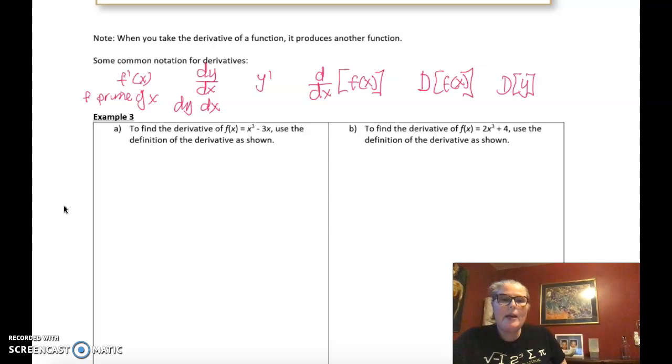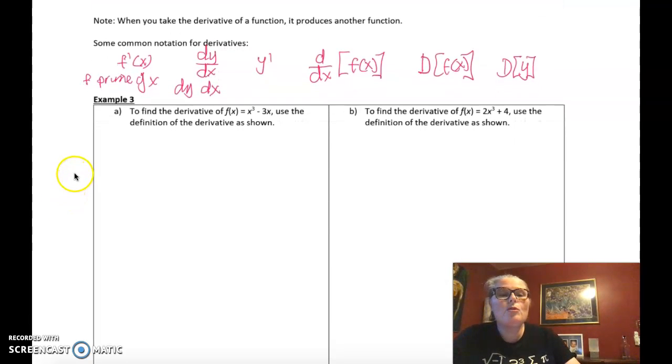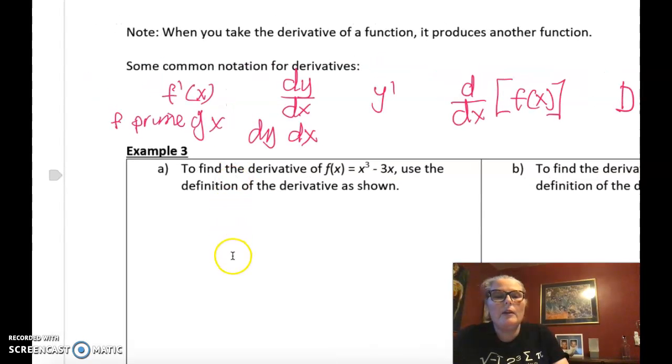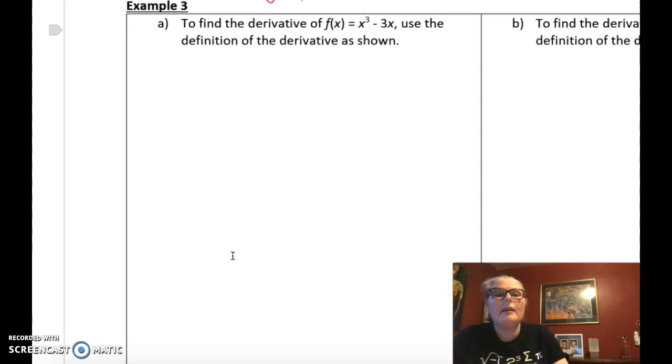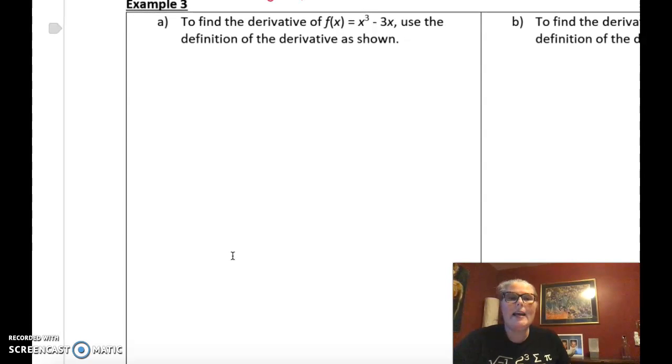So our job then is to try some of the examples. So now it's example 3. Let's see if I can zoom it a little bit. Much better, like that. So if I zoom in on just A, it says find the derivative of f of x is equal to x to the third minus 3x. Use the definition of a derivative as shown.